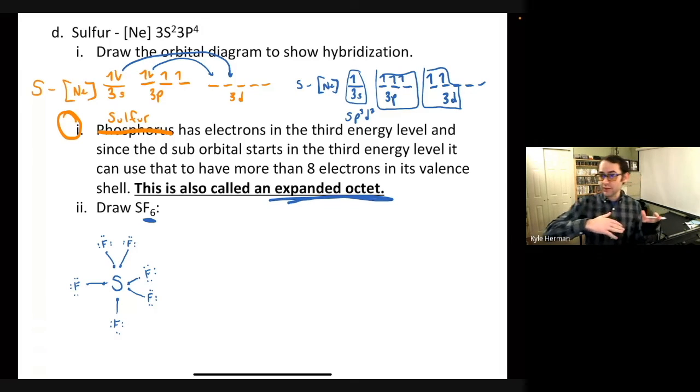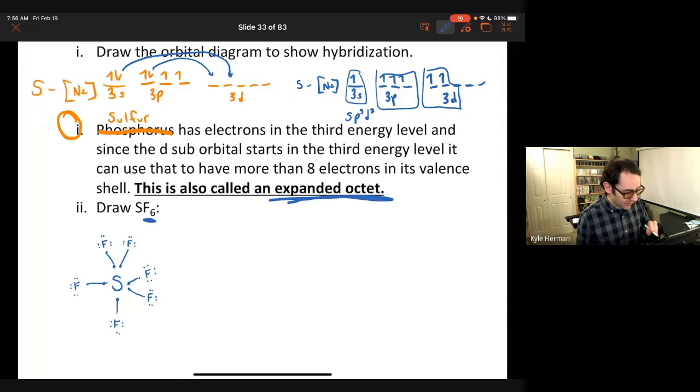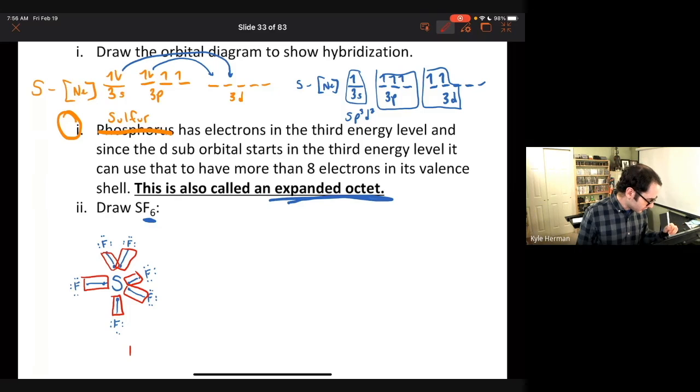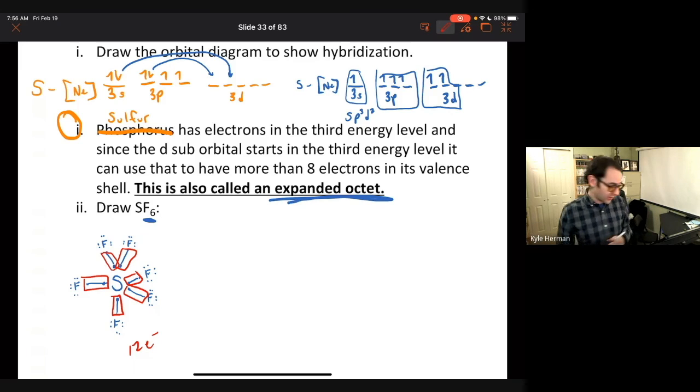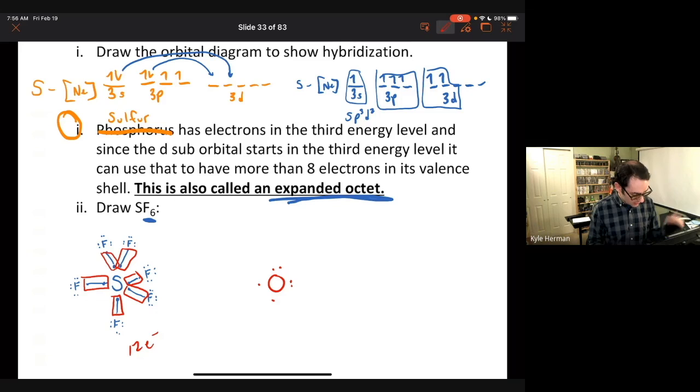We talked in the beginning that there's incomplete octets where it doesn't get up to 8, and then there's expanded octets like this one where it gets above 8. So let's figure out how many we have here. We have 2, 4, 6, 8, 10, 12. So we have 12 electrons in its valence shell, which again is above the expected 8. Sulfur would be the example for this. Oxygen, even though it looks the same, is in the second energy level, so it can't do this shift because there are no d orbitals in the second energy level. So it's restricted from doing that.